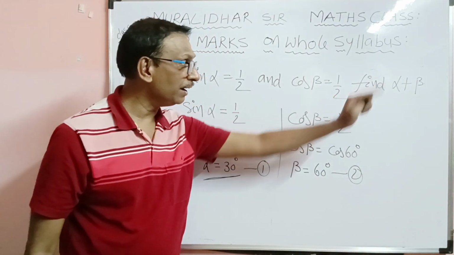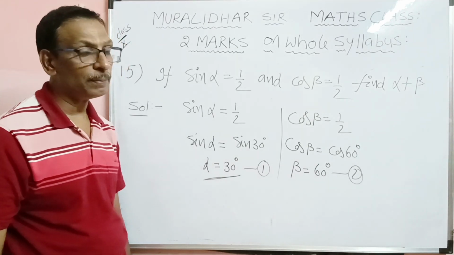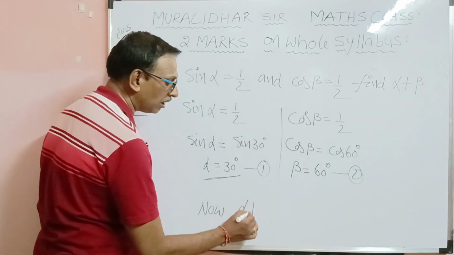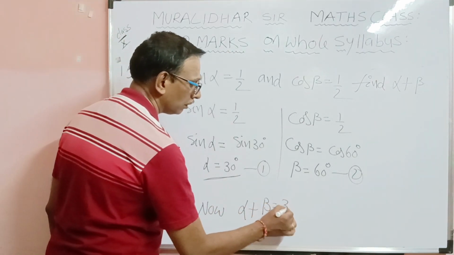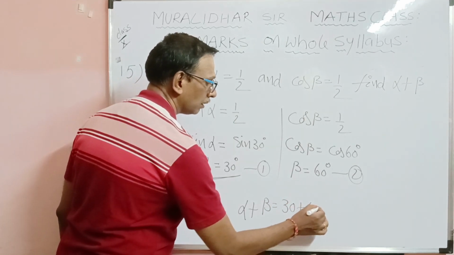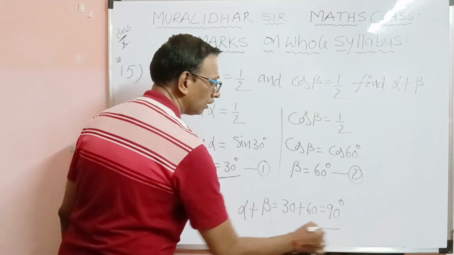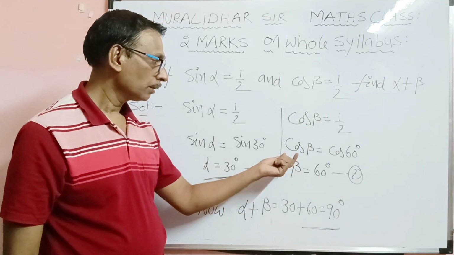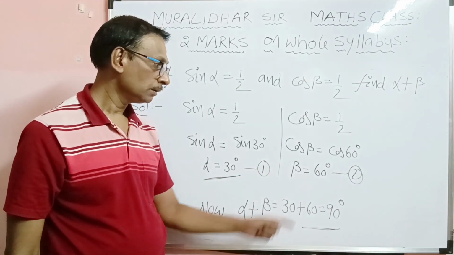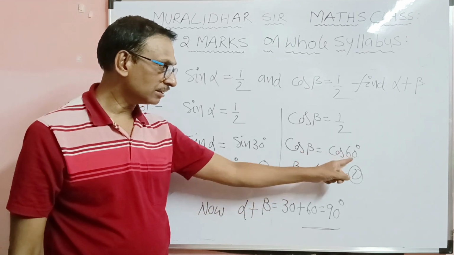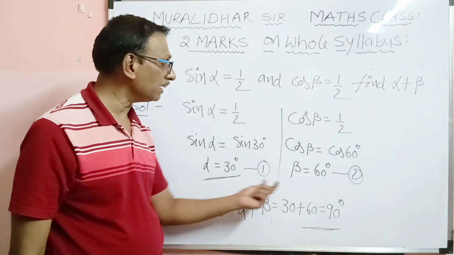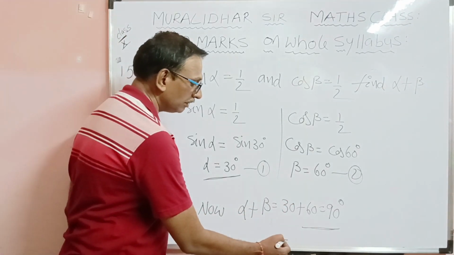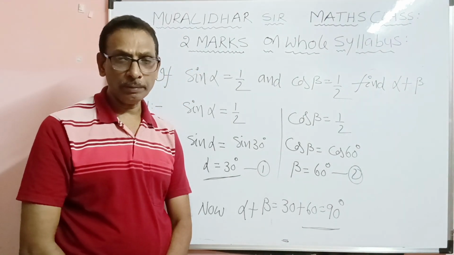Now he asked to find the value of alpha plus beta. Alpha plus beta is equal to 30 plus 60, that is equal to 90 degrees. Cos beta is equal to 1 by 2, cos beta is equal to cos 60. Comparing both sides, beta is equal to 60. Alpha value is 30 and beta value is 60. By adding alpha and beta we get 90 degrees. Now this is the solution for this type of problems.